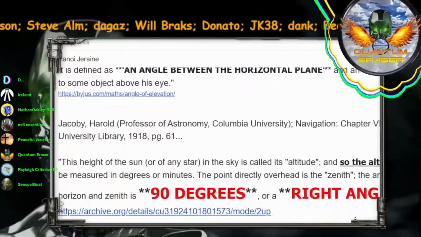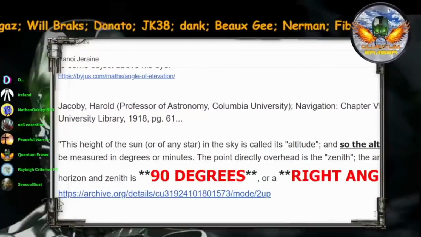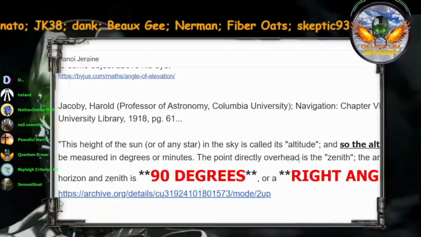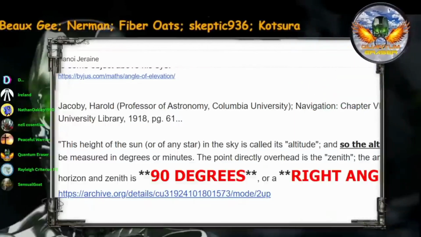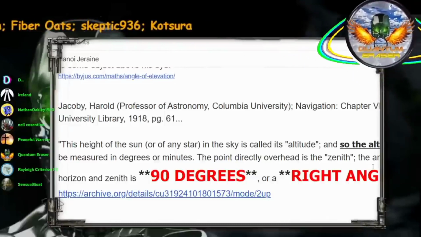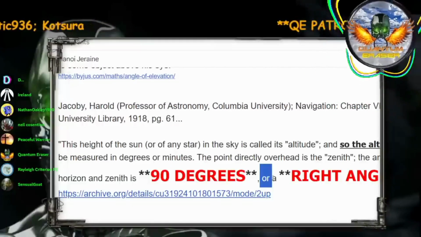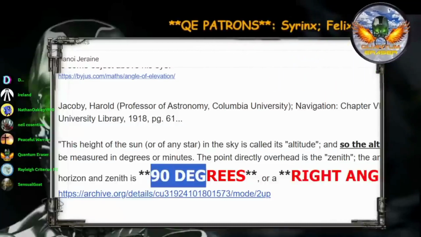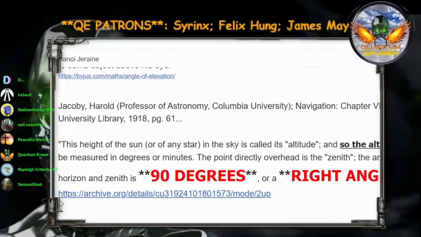God, are you stupid. From Jacoby Harold, professor of astronomy, Columbia University, Navigation, Chapter 6, The Sextant, Cornell University Library: "This height of the sun or of any star in the sky is called its altitude. And so the altitude is always an angle," you numpty dipshit, "to be measured in degrees or minutes." Watch this little trick. "The point directly overhead is the zenith. The angle between the lines drawn to the horizon and zenith is 90 degrees. Or," you see this? "Or a right angle." That's a right angle triangle. Remember when I said when you invoke this, you immediately invoke this. And when you invoke this, you immediately invoke this.